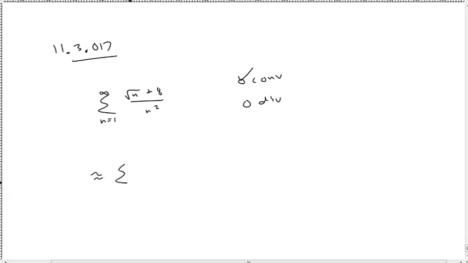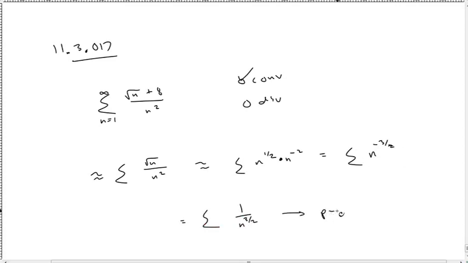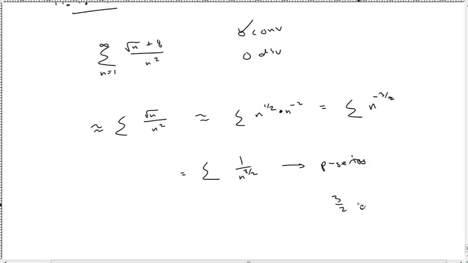I'm doing a comparison. I'm going to say, hey, you know what? This is pretty close to this guy here. If I were to simplify this, that's n to the 1/2, and that's n to the -2. I'm multiplying their bases, so I add their powers, and I get -3/2. I can rewrite that in the bottom. Oh my goodness, it's a P series again. Notice my power is 3/2. Is it greater than 1? Yep, converge.